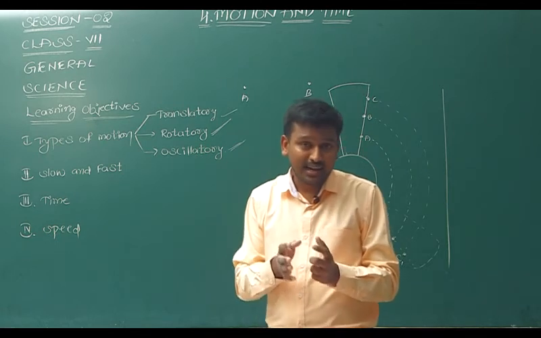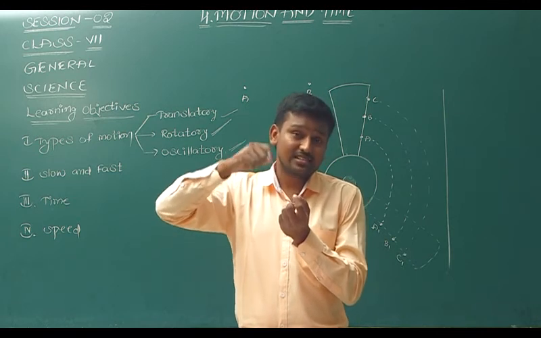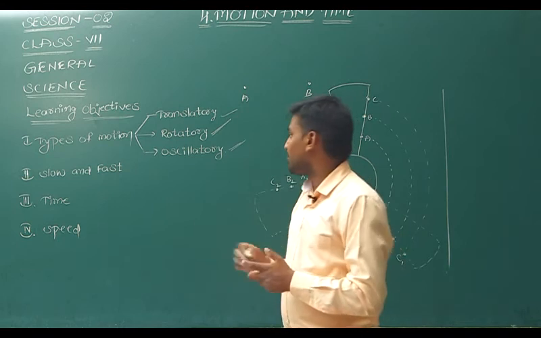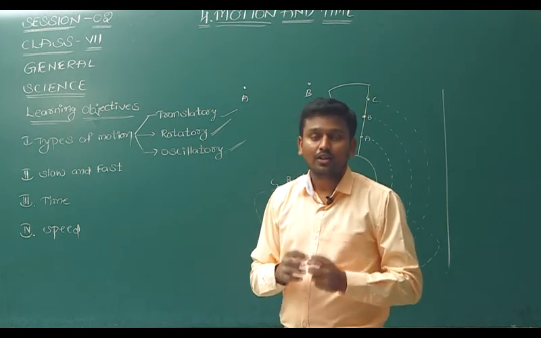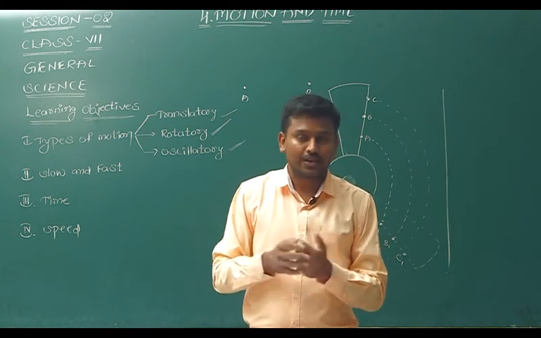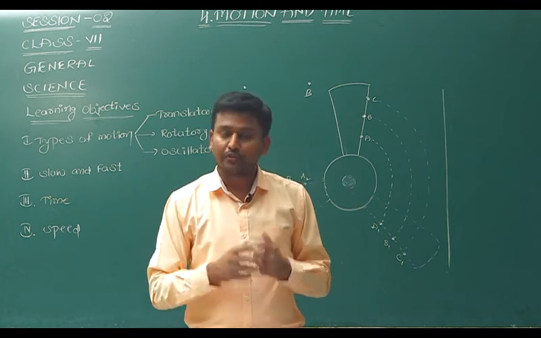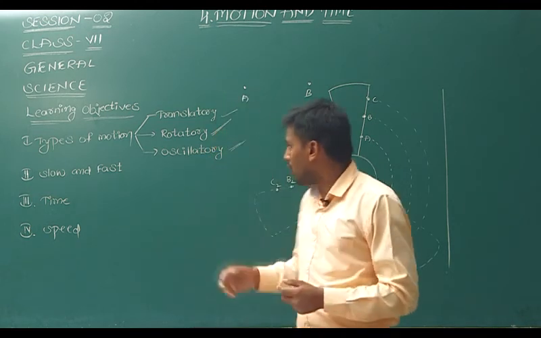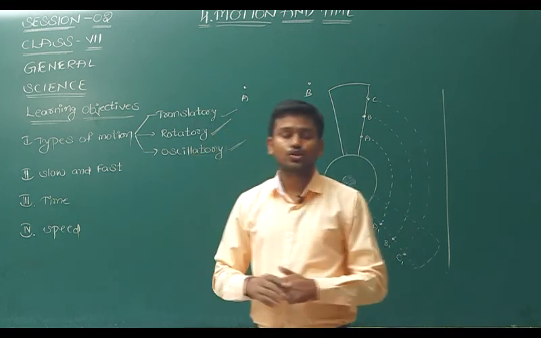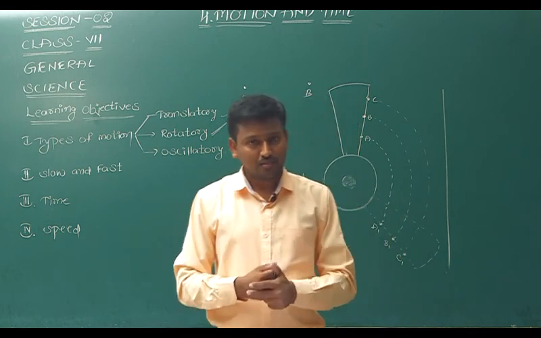And then after, we have seen rotatory motion. If all the particles rotate about a fixed point or axis of rotation, then we can say that the object is in rotatory motion. And we have seen oscillatory motion, the object which moves forwards and backwards or to and fro, up and down. So these are oscillatory motions. We took so many examples for all these translatory, rotatory and oscillatory motions, and even we have seen slow and fast. Some objects move slow, some objects move faster.